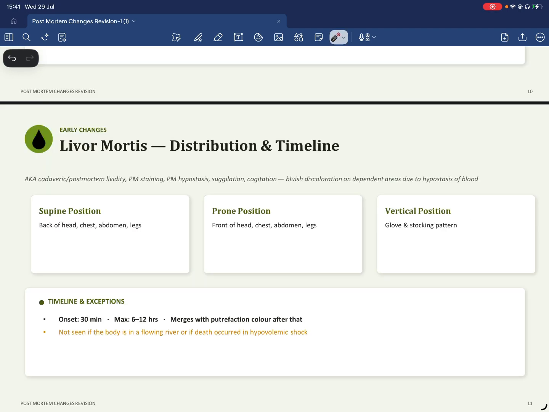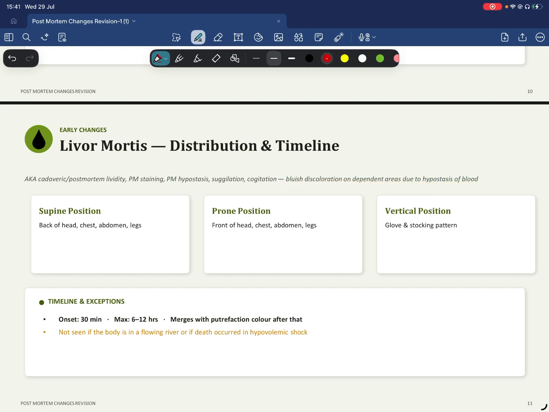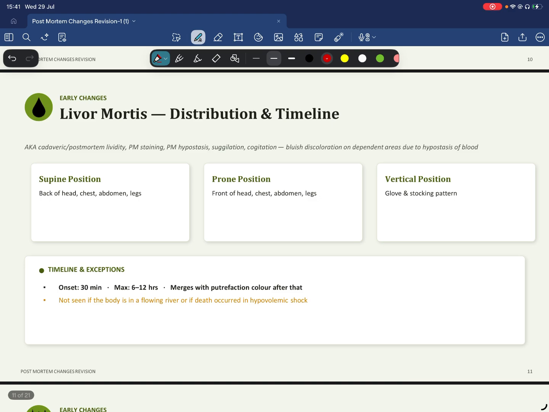Next, we have livor mortis, also called hypostasis, sugillation, congestion. It is defined as bluish discoloration on dependent areas due to hypostasis of the blood due to the force of gravity. As it is position dependent, in supine position, the dependent parts of the body will be the back of the head, chest, legs, and abdomen. Therefore, post-mortem hypostasis will be seen in these parts of the body.